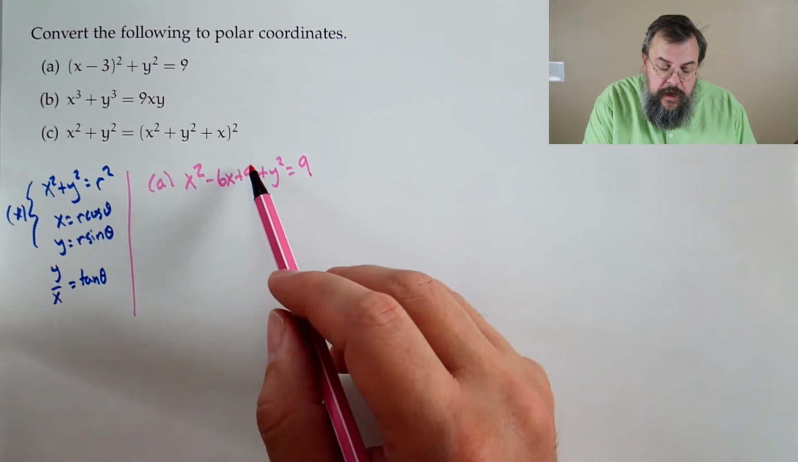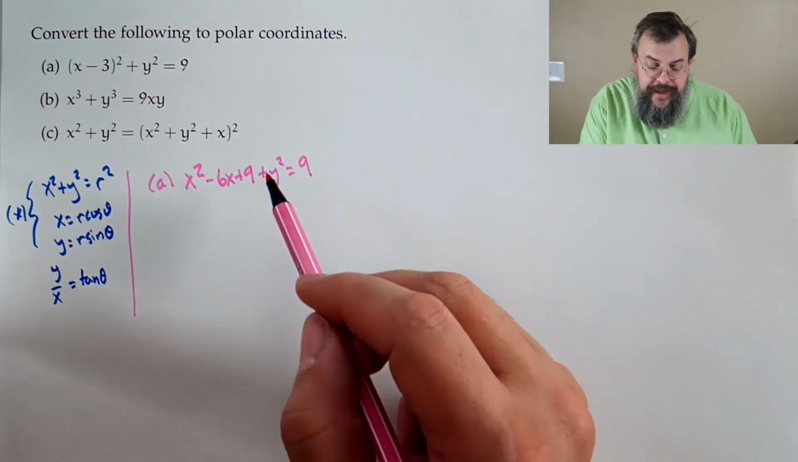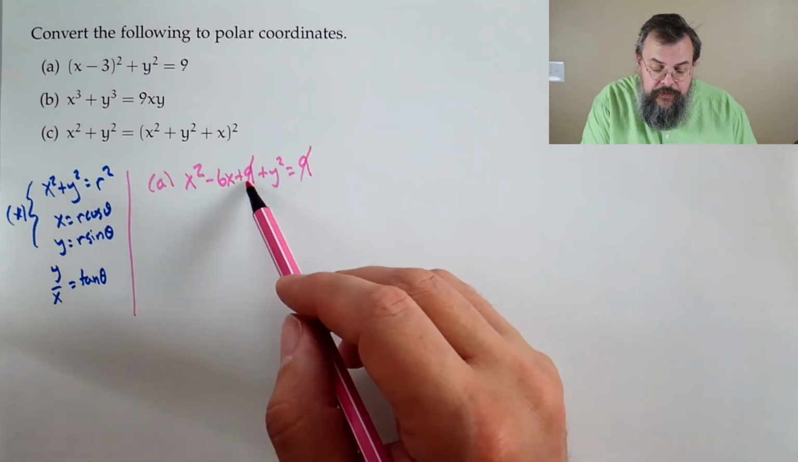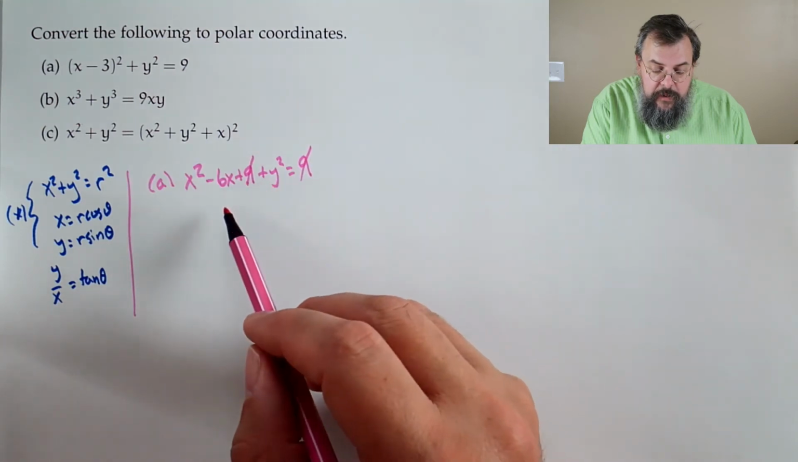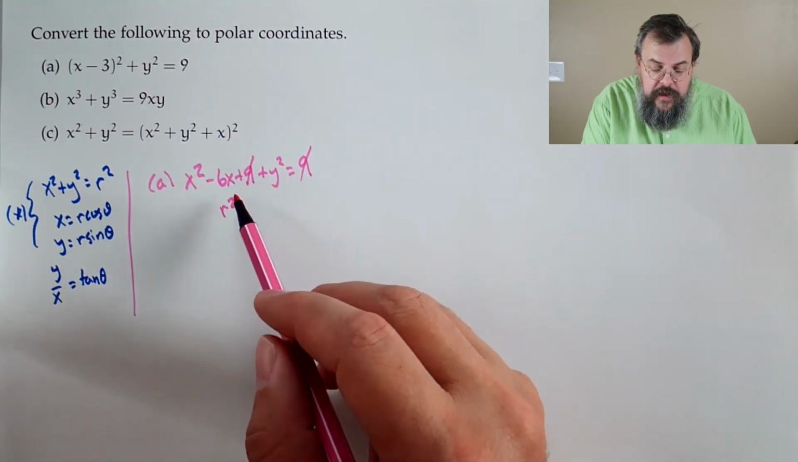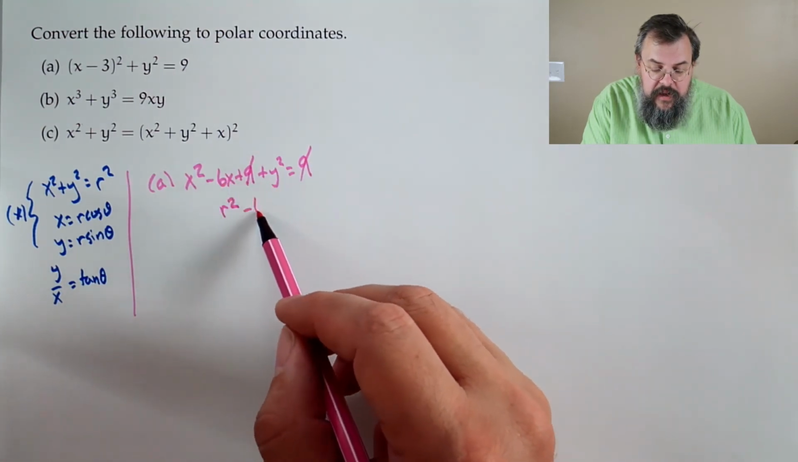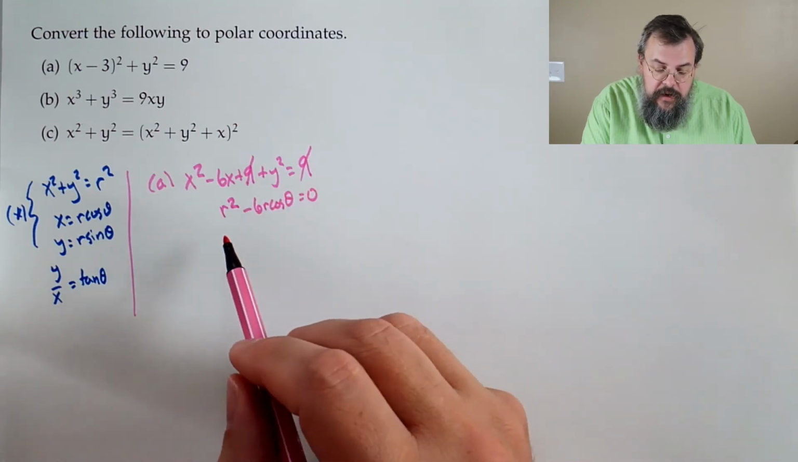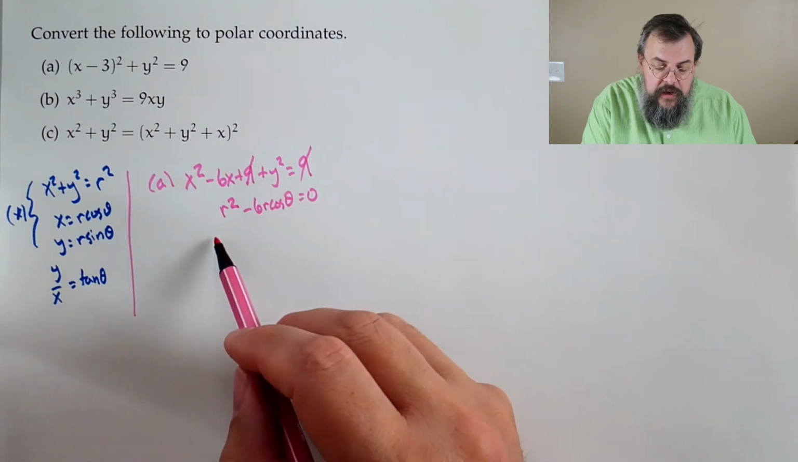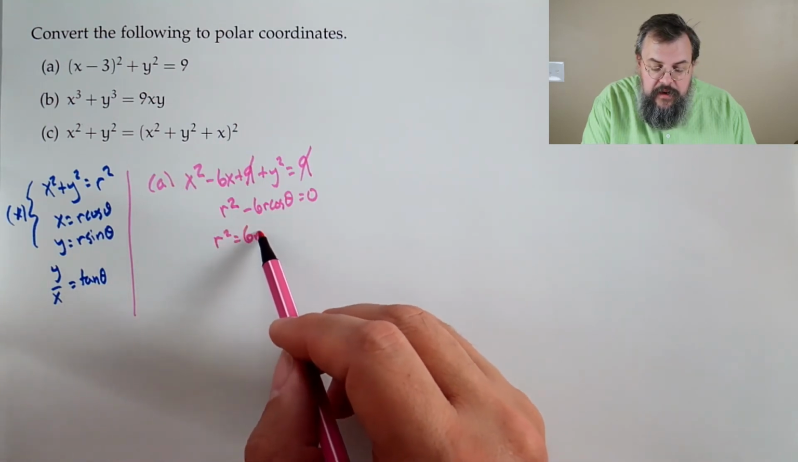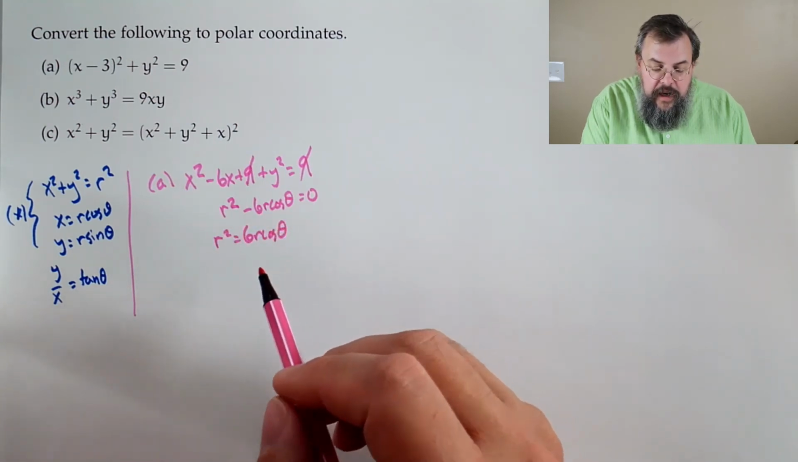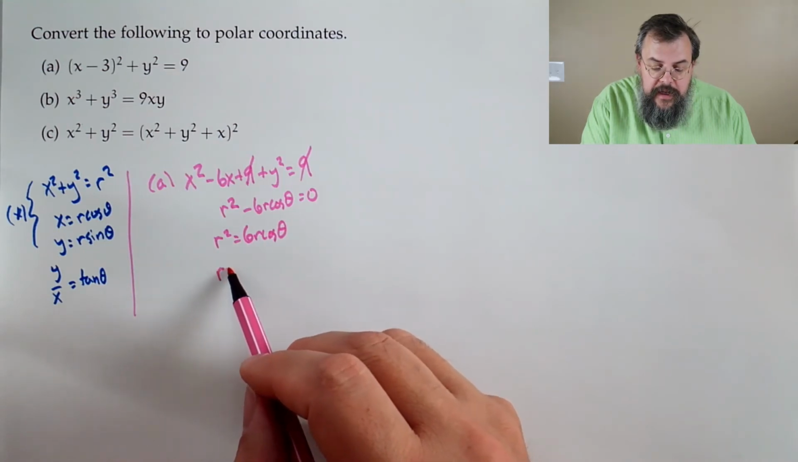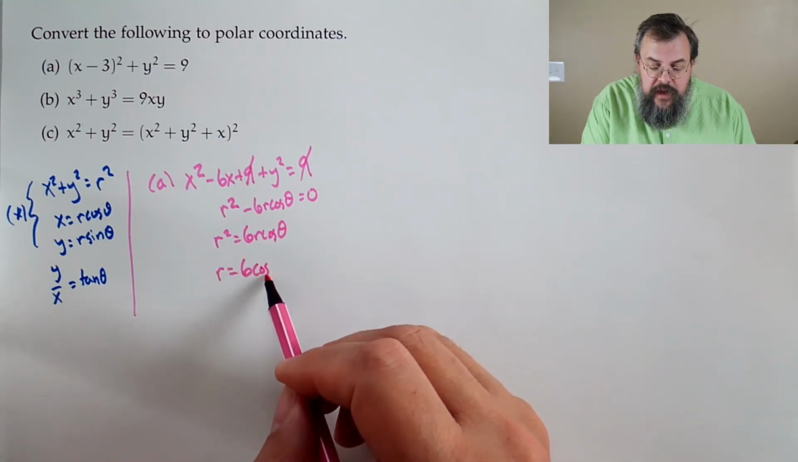And now we're like, hey, this is great. The 9's cancel. And x squared plus y squared is r squared. And then here, minus 6r cosine theta equals 0. Well, move the term across. R squared equals 6r cosine theta. And now r equals 6 cosine theta.